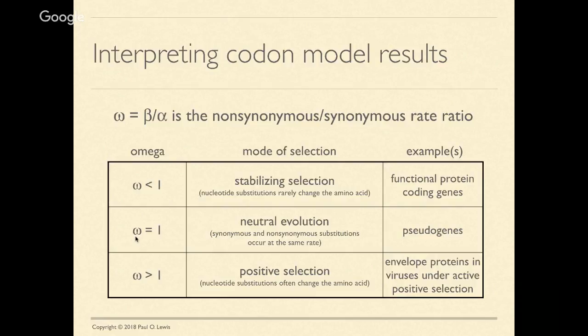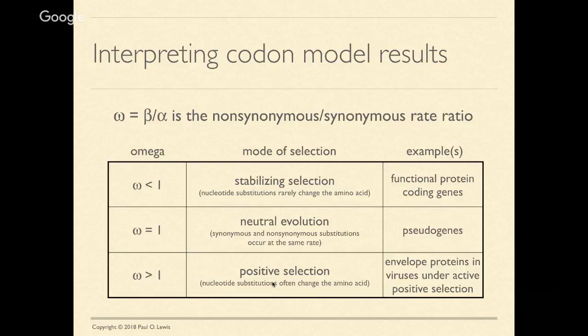If omega is 1, that reflects neutral evolution. The rate of change is the same regardless of whether the amino acid is changing. So basically selection doesn't care what happens in that case. This would be true of pseudogenes. The synonymous and non-synonymous substitutions occur at the same rate. If a gene is no longer being used, then selection doesn't care what happens to it at that point, and so you get basically this equal rates scenario.